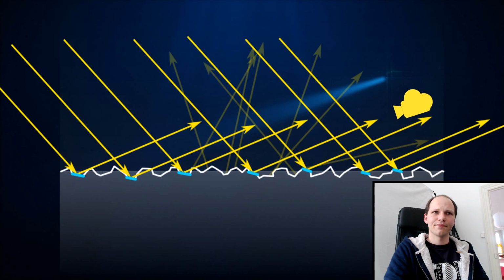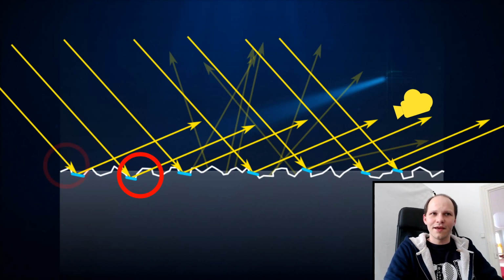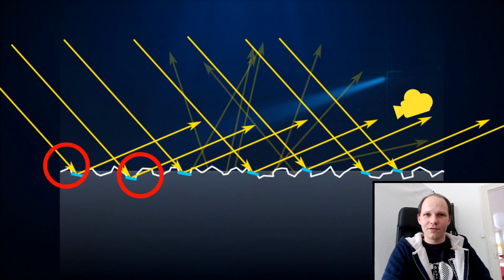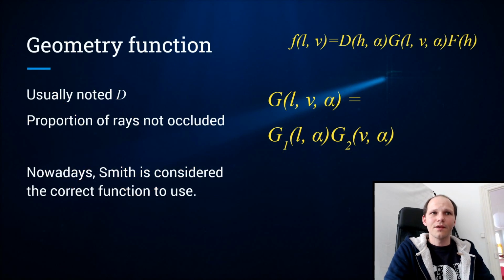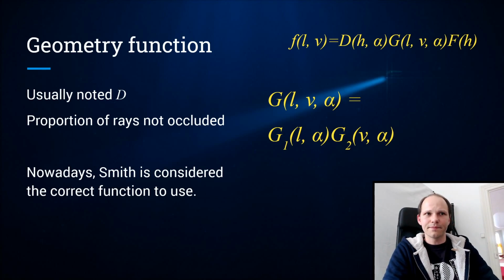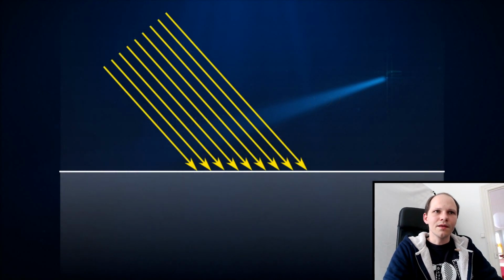Now you say, hold on, that doesn't work. Like, this ray over here doesn't reach the eye, and this ray over there doesn't reach the microsurface in the first place. So we need to take that occlusion into account. That's the role of the geometry function, usually noted G. Again, there are many available, but apparently Eric Heitz proved in 2014 that Smith was the correct geometry function to use.